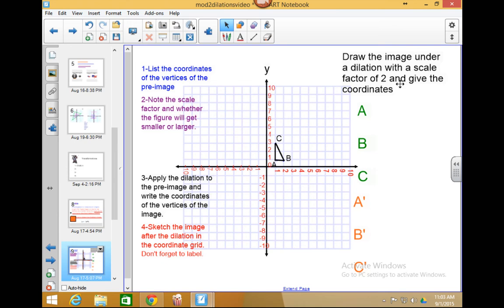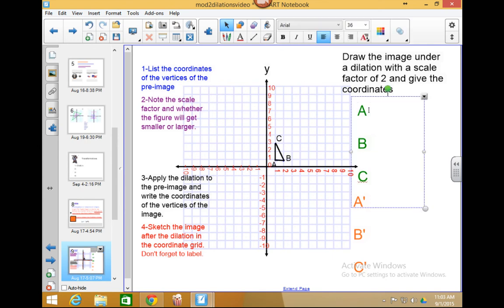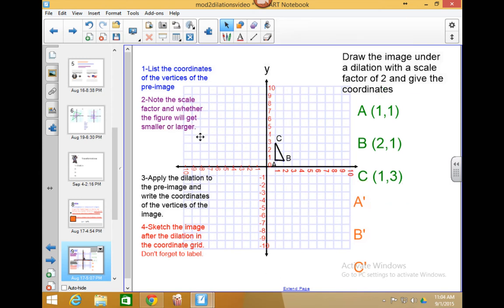So here our directions say, draw the image under a dilation with a scale factor of 2 and give the coordinates. So here I wrote some directions out to help you dilate the figure. This is the figure I'm going to be dilating, and it says list the coordinates of the vertices of the pre-image. Vertices just mean endpoints. So the first thing I'm going to do is write the coordinates of A, B, and C.